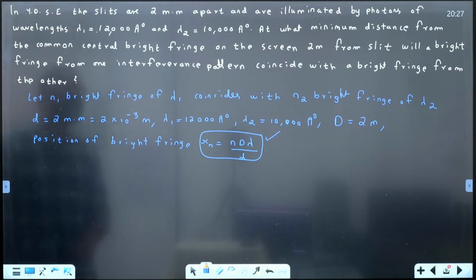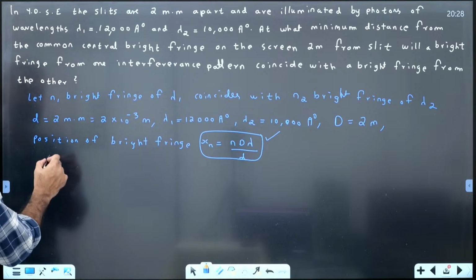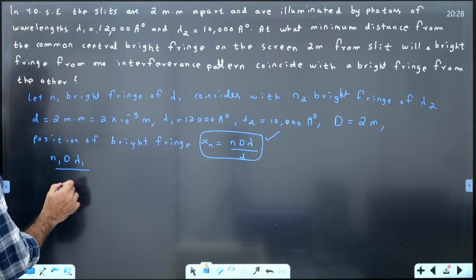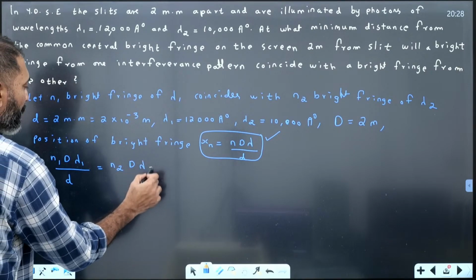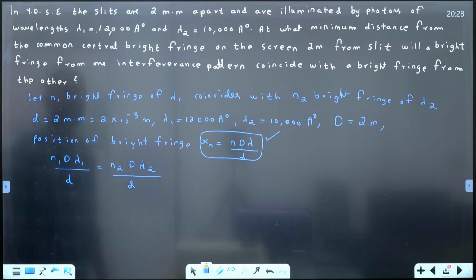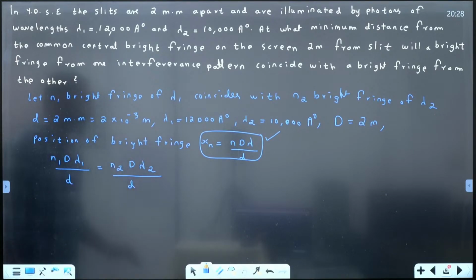They should coincide with each other means what? Both should be at the same position. That means n1 D lambda 1 by d is equal to n2 D lambda 2 by d. Why am I taking it that way? Because the distance between slit and screen doesn't vary, so capital letter D remains the same, and small letter d also remains the same.